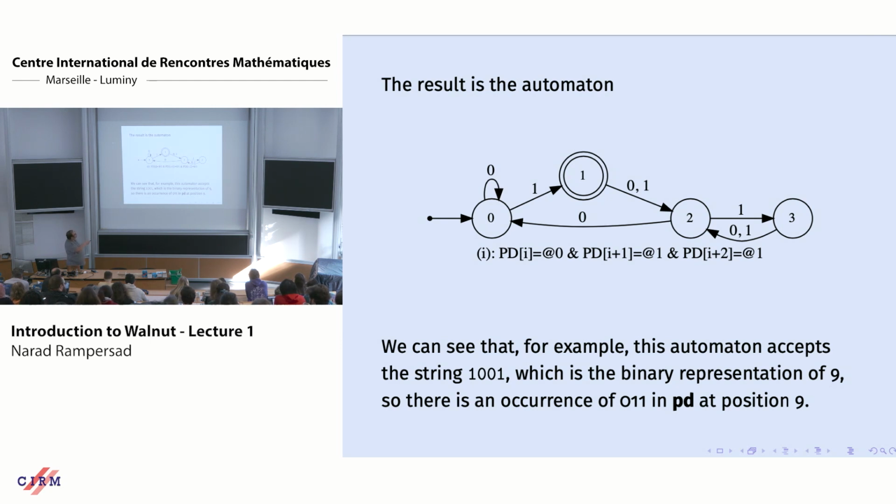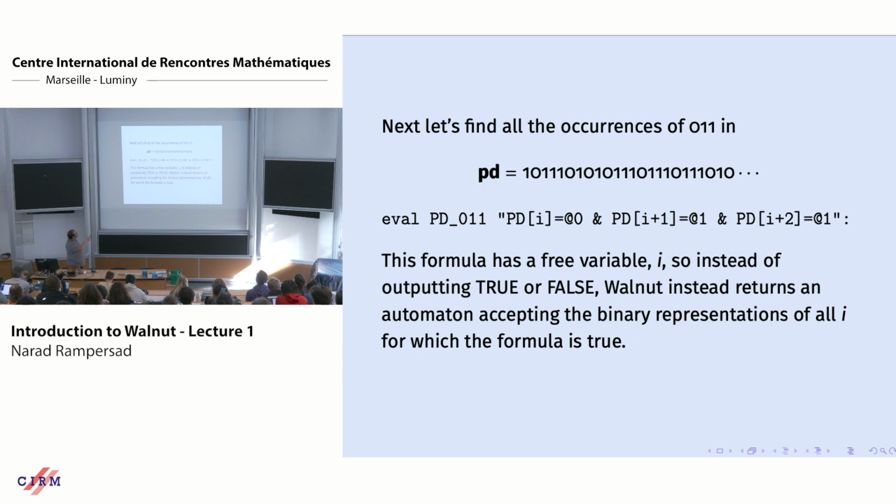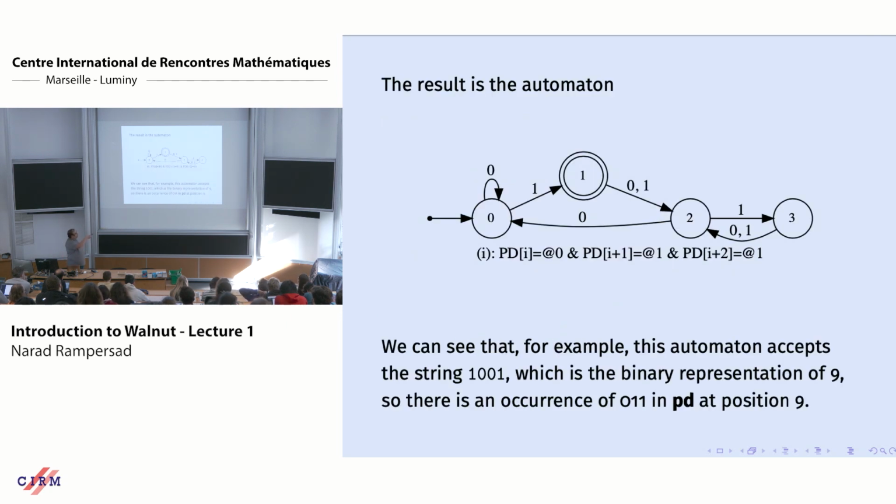So for example, right, if I input a 1, 0, 0, 1 into this automaton, which is 9, right? If I follow 1, 0, 0, 1 in this automaton, I end up here, which is an accepting state. This automaton accepts 1, 0, 0, 1, so it accepts 9, which means that there should be a 0, 1, 1 at position 9 in the period doubling word. And I can check 0, 1, 2, 3, 4, 5, 6, 7, 8, 9. There it is, right? Starting at position 9, there's a 0, 1, 1, right? And so this automaton tells me all of the positions where there are 0, 1, 1s.